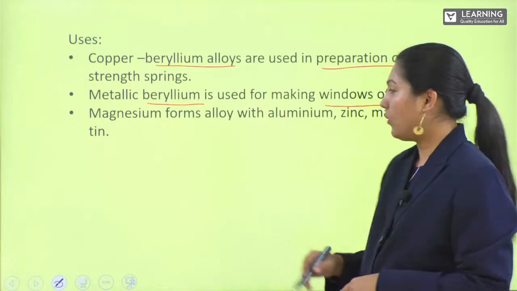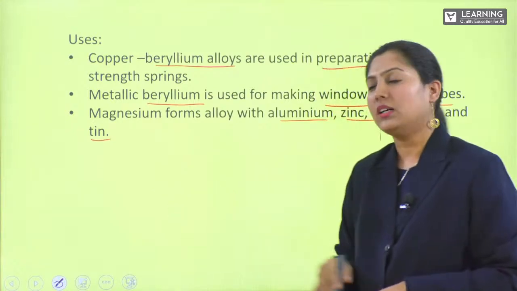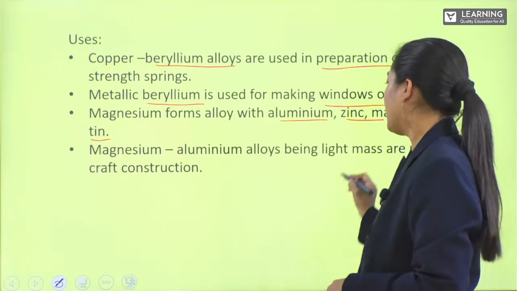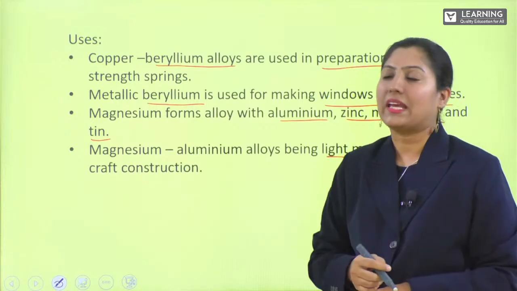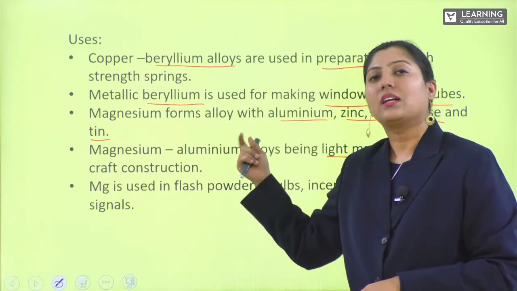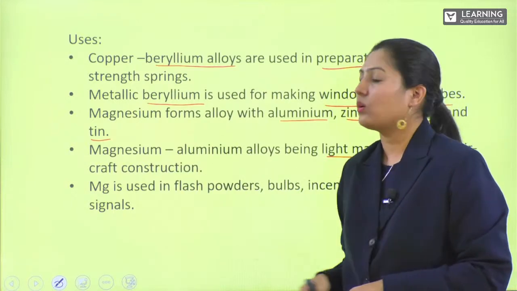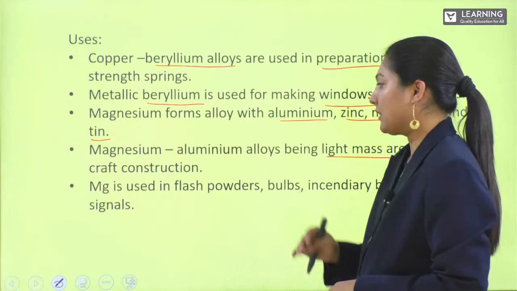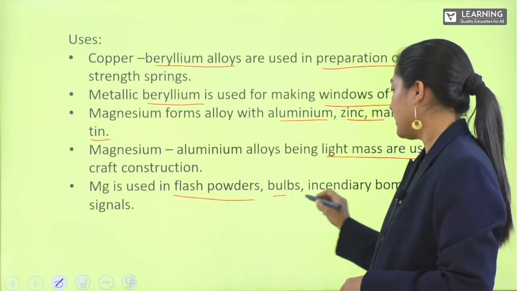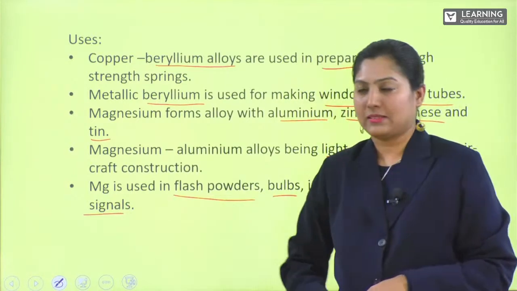Magnesium alloys with aluminum, zinc, manganese and tin. They can form an alloy with these things. Magnesium alloys, aluminum alloys, being light in mass, will be used in aircraft. We know that aluminium will be used in aircraft. Not only aluminium, the alloy with this is what is used. With that we also use magnesium. Magnesium is also used in flash powders, bulbs, incendiary bombs, and also in signals.